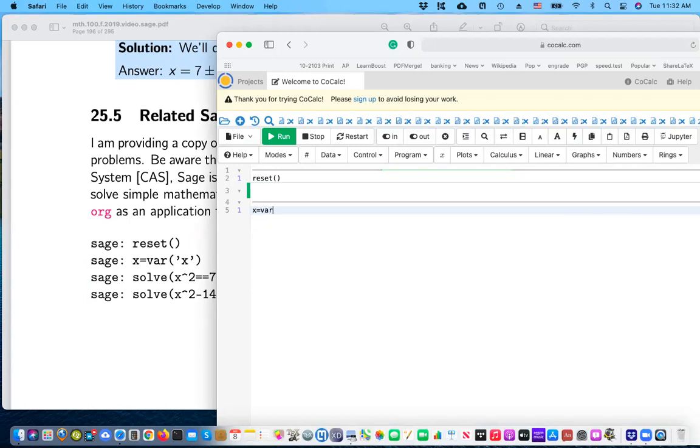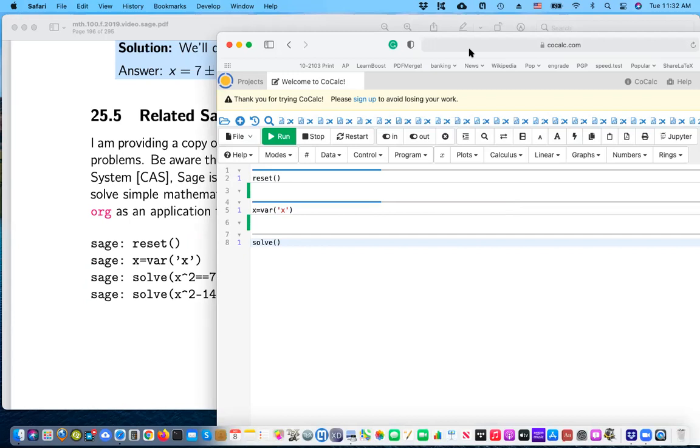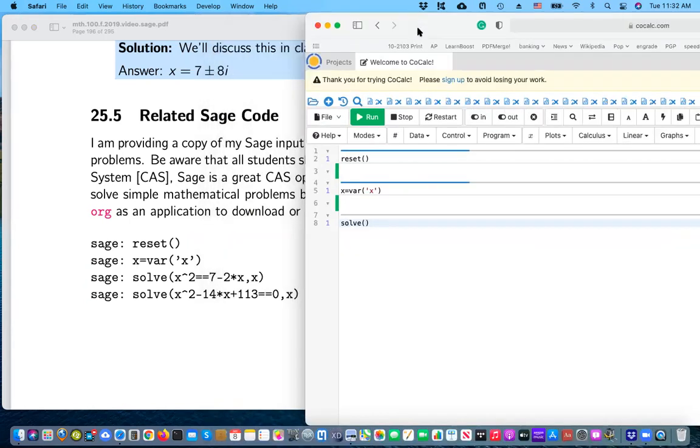x, we're defining a variable, and that variable we're defining to be x. All right, and we're going to solve. Solve is a command that's going to solve a quadratic equation now. It's x squared. Remember, the double equal sign is telling Sage it's an equation. 7 minus 2 star x, comma, we want to solve for x. Shift+Return.